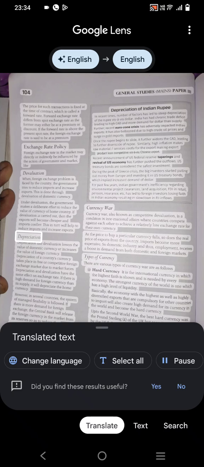Depreciation. Depreciation, like devaluation, lowers the value of domestic currency or increases the value of foreign currency. Depreciation of a country's currency takes place in freer competitive foreign exchange market due to market forces. Depreciation and devaluation have the same effect on exchange rate. If there is high demand for foreign currency than its supply, it will depreciate the home currency.